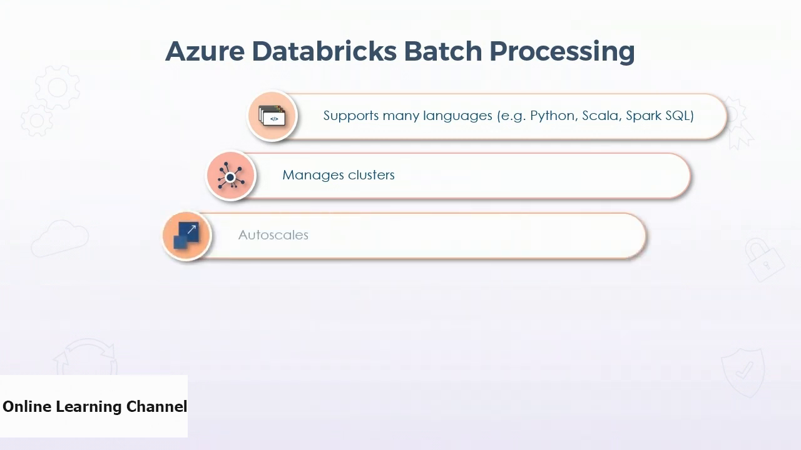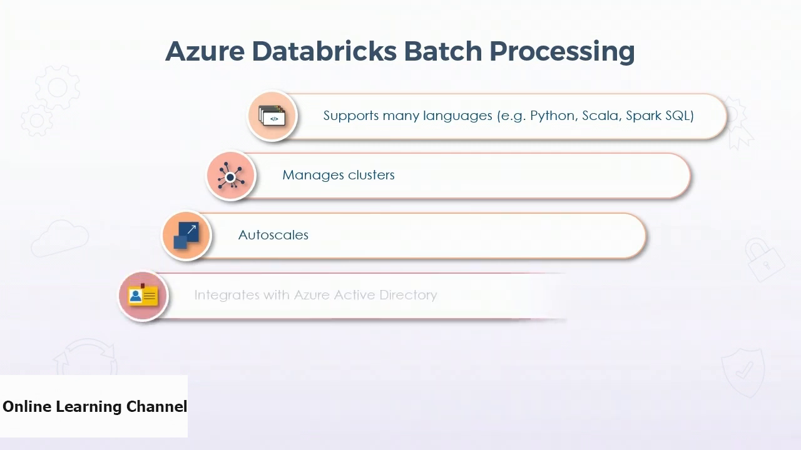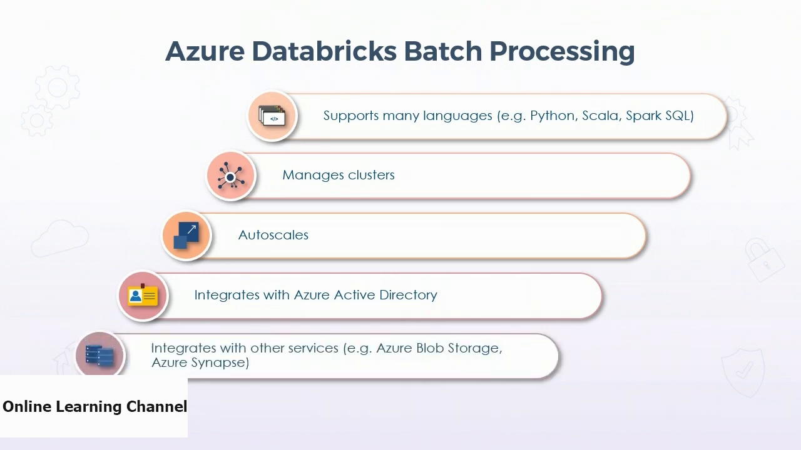Spark clusters can autoscale as larger and smaller batch processes are encountered. Databricks batch processing can integrate with Azure Active Directory for identity and access management. And Databricks batch processing can integrate with many Azure services as both inputs and outputs, such as Azure Blob Storage and Azure Synapse Analytics.